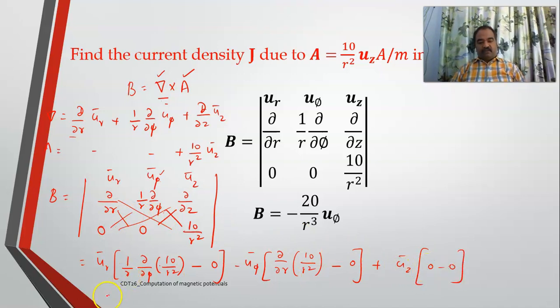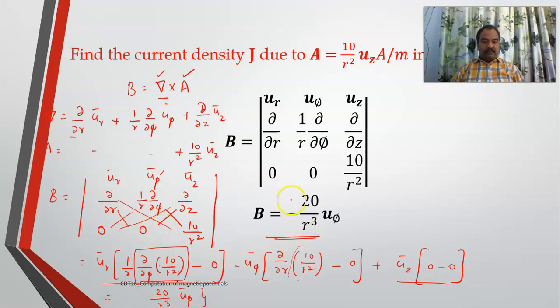Now if you do this, if I differentiate with respect to phi, I don't have any phi component here, so I'll get 0 here. This is already 0, this is 0 and this is also 0. So I do have only this component. I am differentiating with respect to r. So what I'll get is minus 2 by r cube, right? Already 10 is there and already minus is there. So I'll get 20 by r cube u phi. This is my B vector.